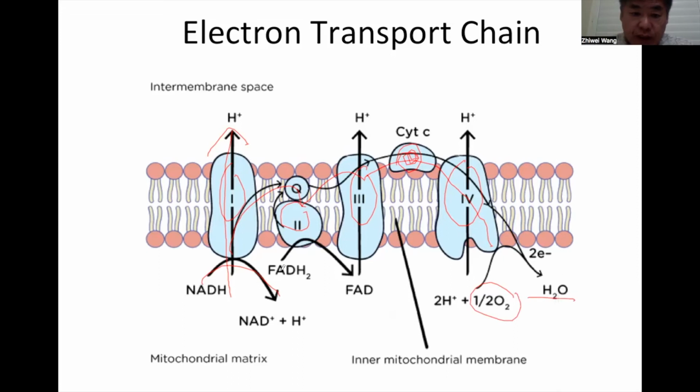So FADH2 enters into the chain first through complex number 2. FADH2 contributes less proton accumulation in the intermembrane space than NADH. So NADH contributes more proton accumulation than FADH2. And so this is the step of protons being pumped from the mitochondria into the intermembrane space.